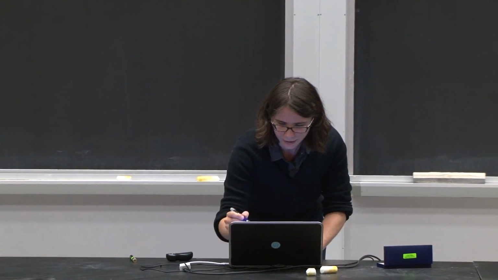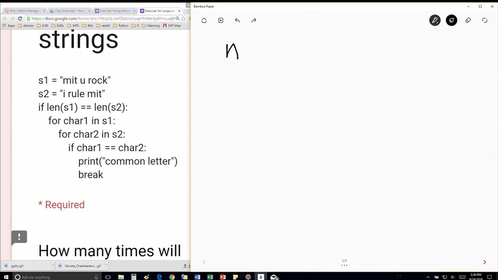The outer for loop is first going to go through the letter M. So first it's going to look at M, right? For char in S1. The first character in S1 is an M. Then we're entering inside this other for loop, for char 2 in S2. So for this M, I'm going to look at I, which is the first character in S2. If the character 1 is equal to character 2, they're not. Don't do anything. Keep going to the next character in S2.